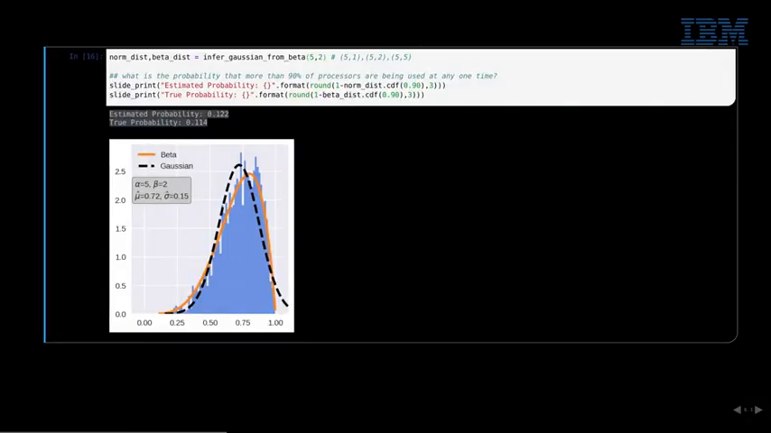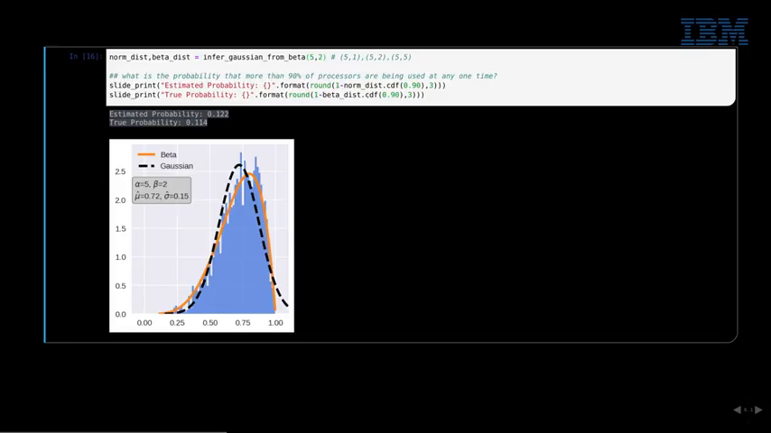The goal here is to make probability statements that are meaningful even to non-technical stakeholders. For example, what is the probability that more than 90% of processors are being used at any one time? We can answer this using the CDF as shown. We see that the probabilities from the assumed and actual distributions are close. Given a reasonable fit, we can make statements like, on average, there is a 12% probability that more than 90% of processors are being allocated.